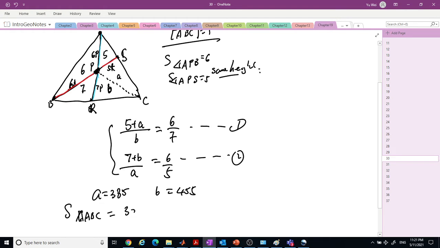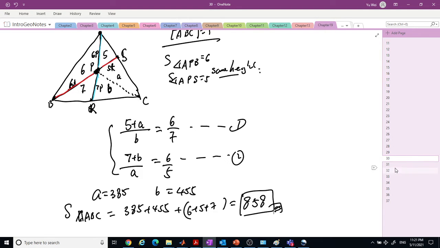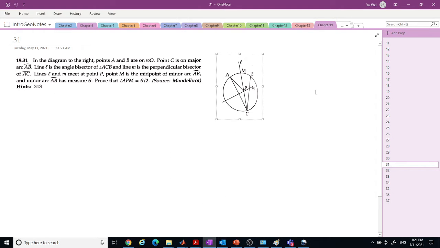So the total area of ABC is equal to 385 plus 455, then plus 18, right? 6 plus 5 plus 7, that's 18. So the final answer is 858. Okay, so this one.